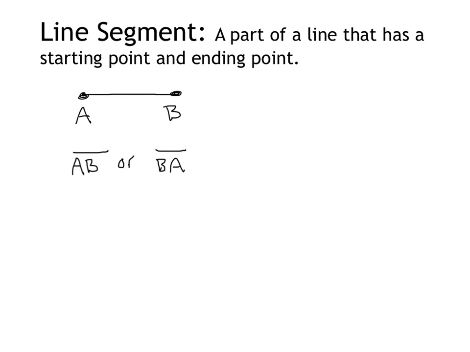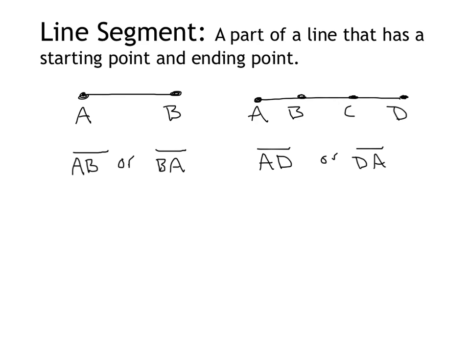The proper notation is line segment AB, because our segment starts at A and goes to B. Or we can say line segment BA, where it starts at B and ends at A.